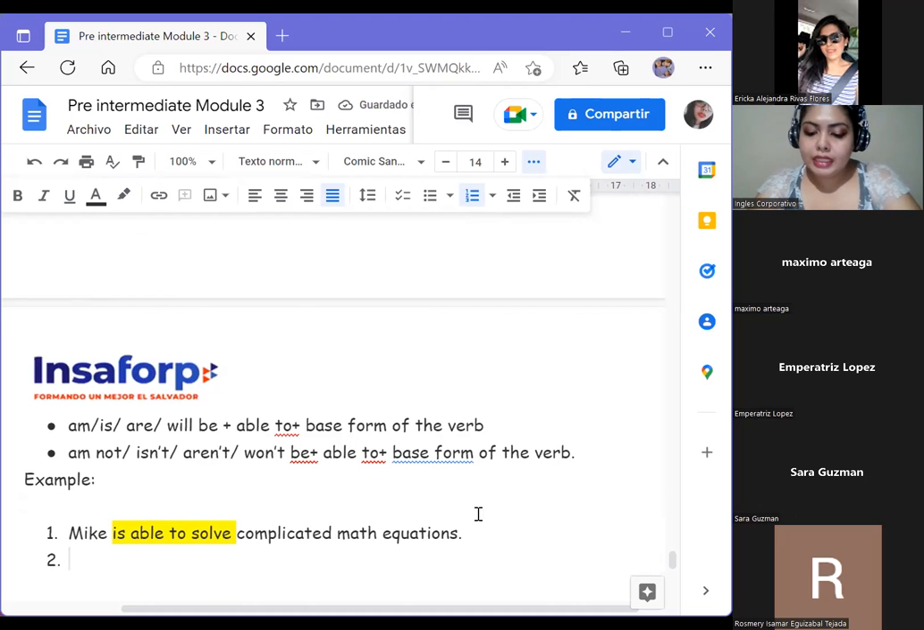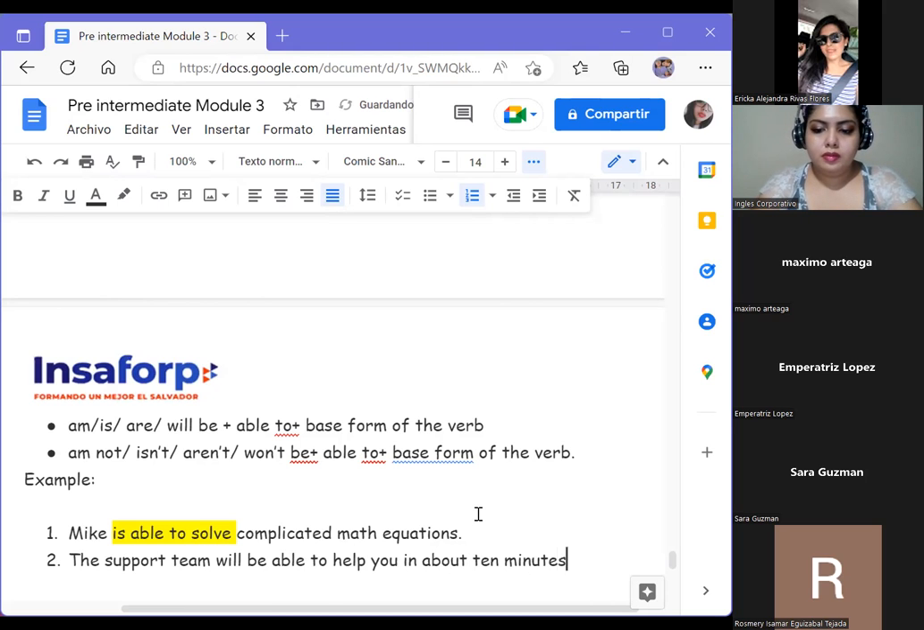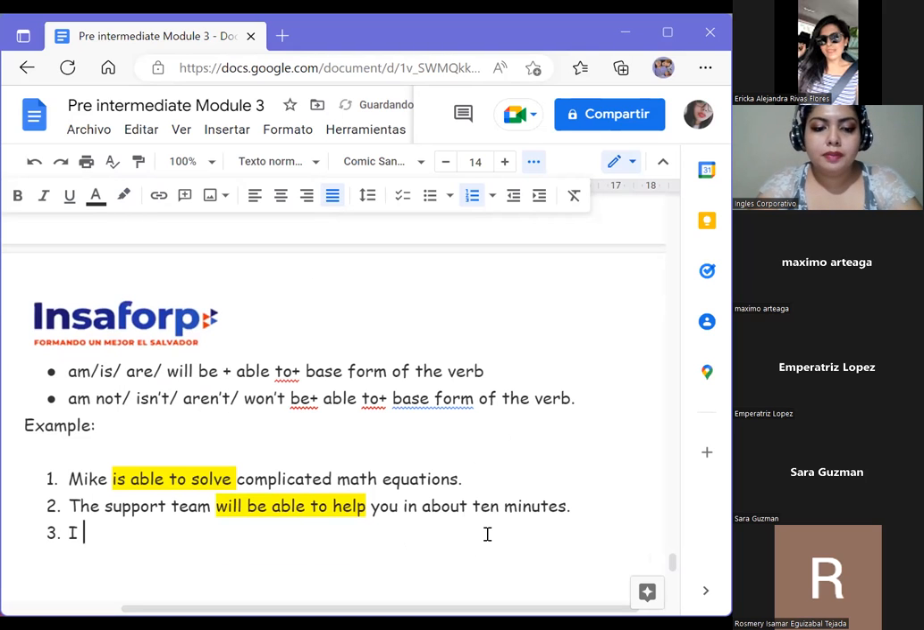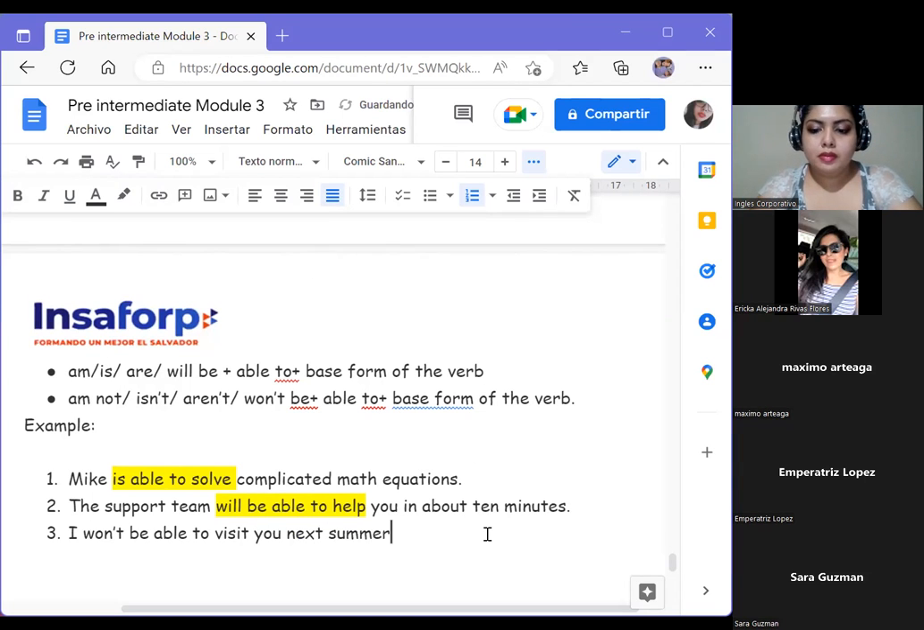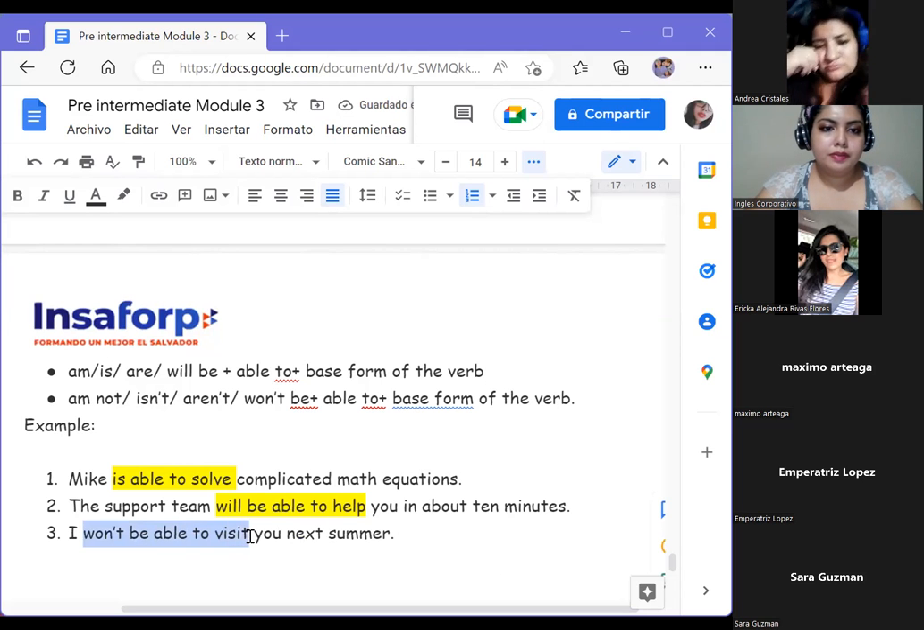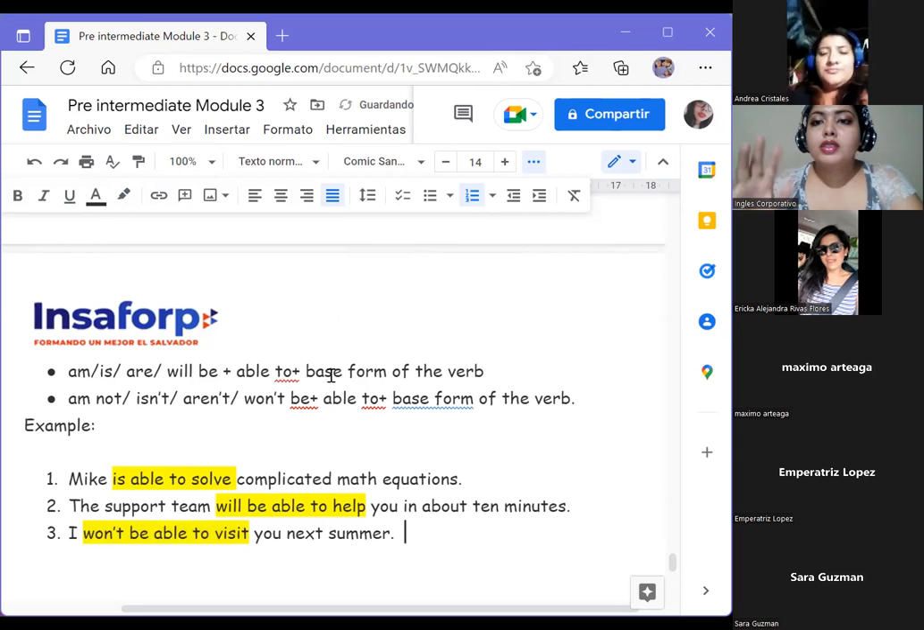Number two, the support team will be able to help you in about 10 minutes. So we are going to mark, will be able to help. That is the structure that we are using. And number three, I want to be able to visit you next summer. So again, want to be able to visit. So we have two kinds of structure.